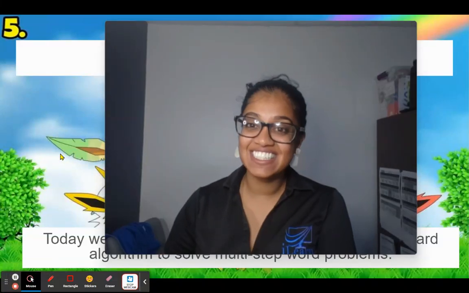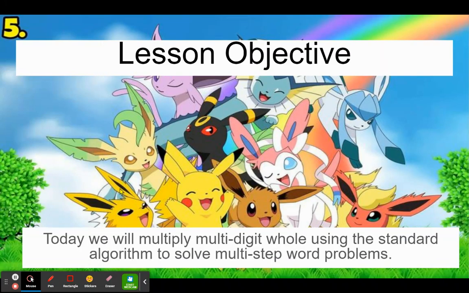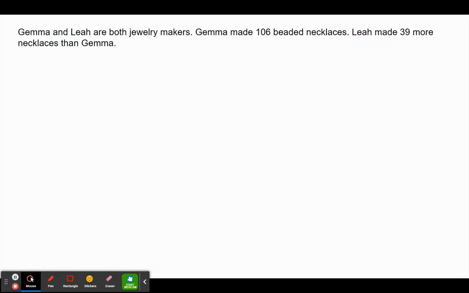Let's go ahead and take a look at today's lesson objective. Today we will multiply multi-digit whole numbers. I'm just going to use the number sign for that. Using the standard algorithm to solve multi-step word problems. All right, now let's take a look at today's lesson.